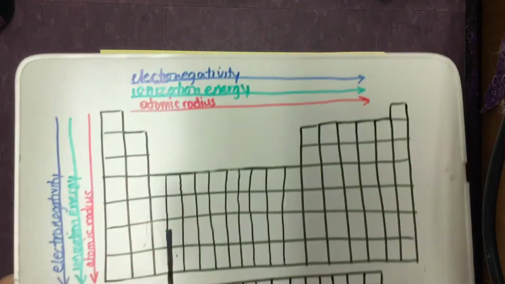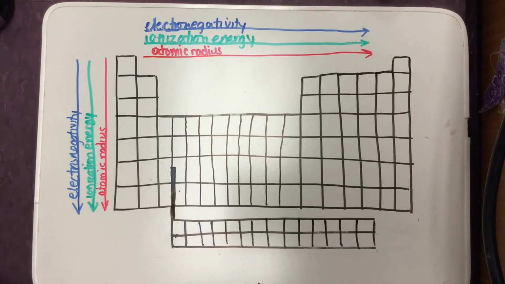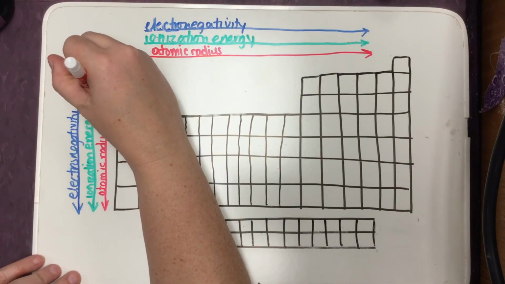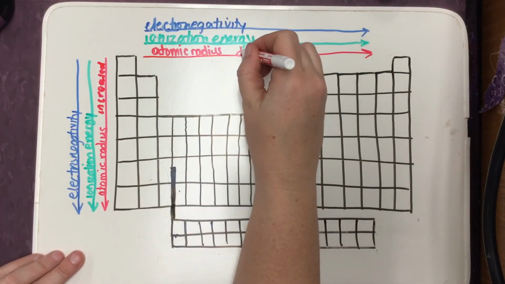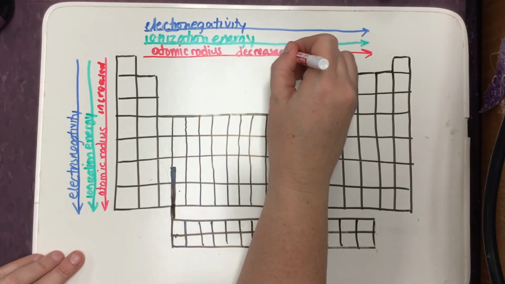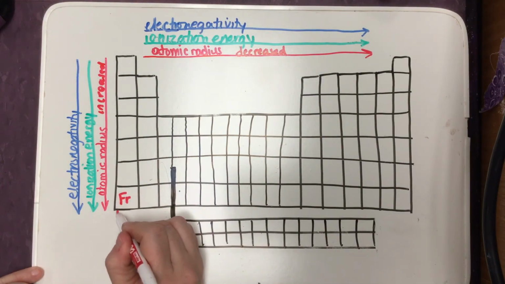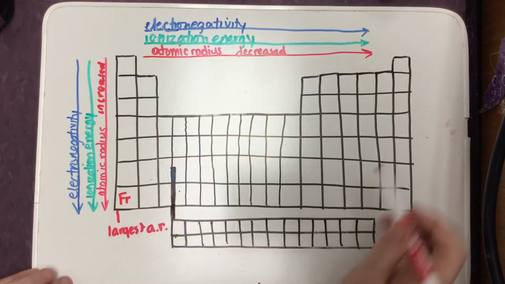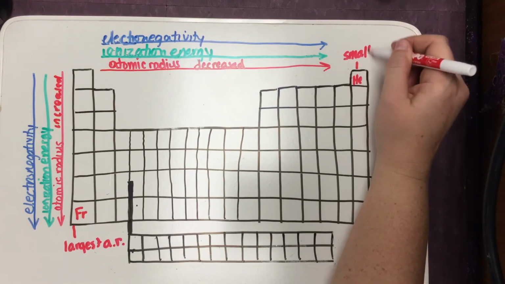Now before we go, the last thing that I want to do is just make sure that we have all three of these trends, all three of these properties listed on a periodic table together. So just starting with the first one we looked at, as we go down the group, atomic radius increased. Remember, there were more energy levels. Atomic radius decreased across the period because you had that greater force of attraction, which means francium was the largest atomic radius and helium was the smallest atomic radius.